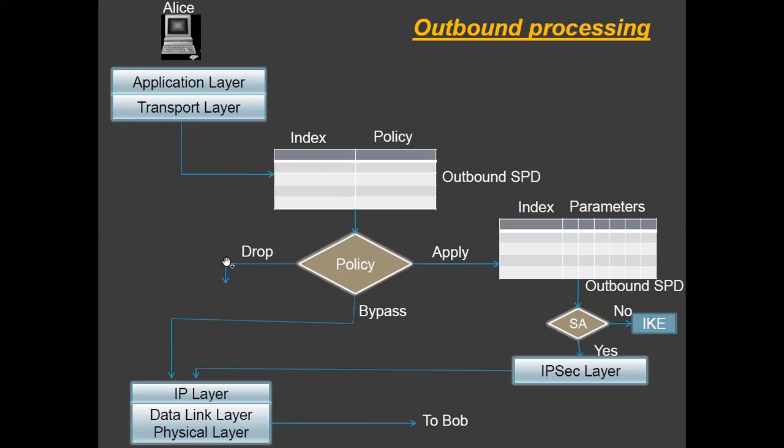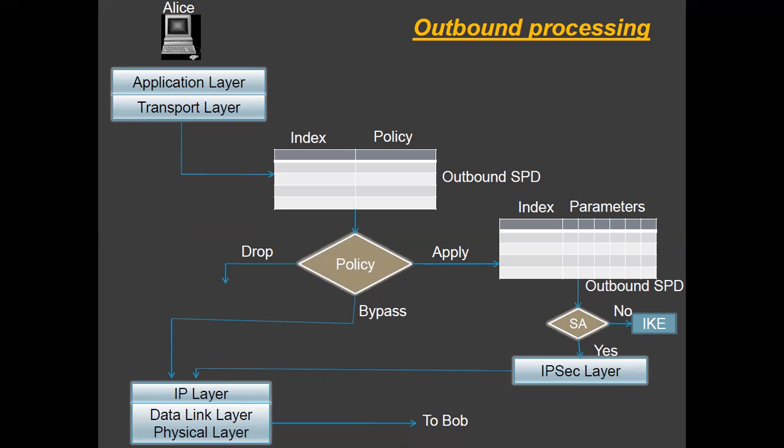Drop the packet means that the packet defined by the index cannot be sent and it is to be dropped. Bypass means that there is no policy for the packet with this policy index, and the packet is sent bypassing the security header application. So no security header would be applied to it and it will be bypassed.